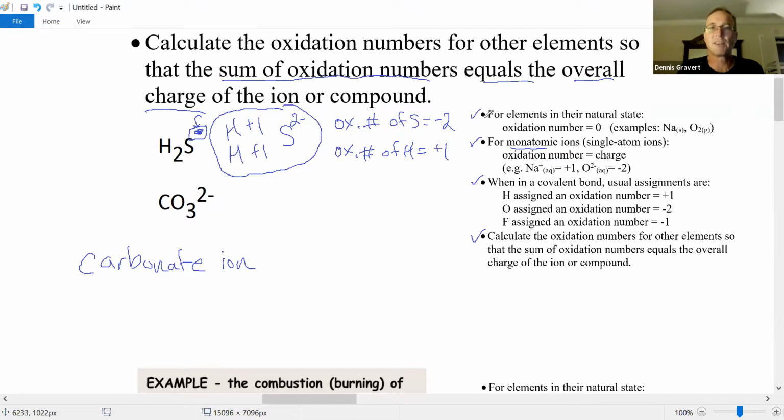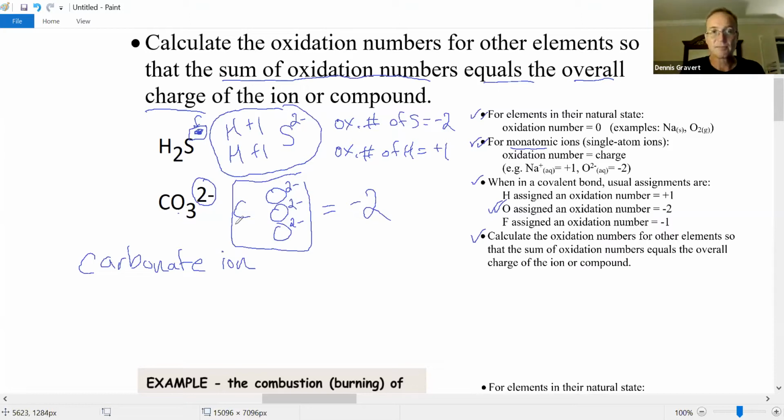Okay, so we don't have an element in natural state. It's not a single atom ion. It's a covalent bond, H, O, or F. Ooh, O. So if we have an oxygen in a covalent bond, we're going to assign it a -2. So in carbonate, there's 1 C and 3 O's. Each oxygen is assigned an oxidation number of -2. That's what the rule says. What's carbon? Well, do the math. What's the net charge on carbonate? It's a -2.